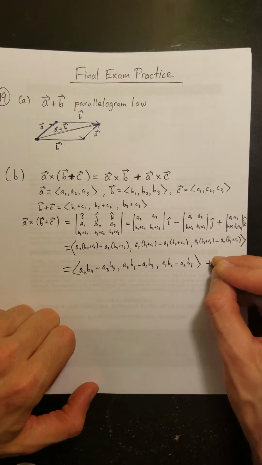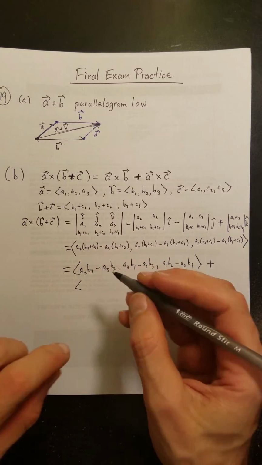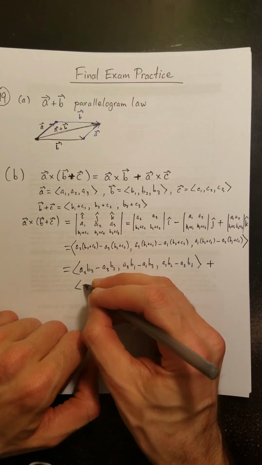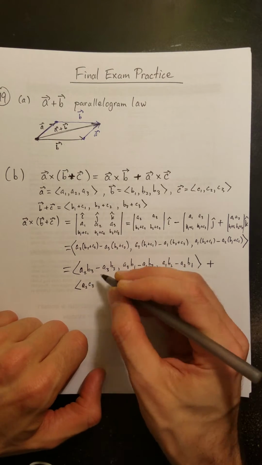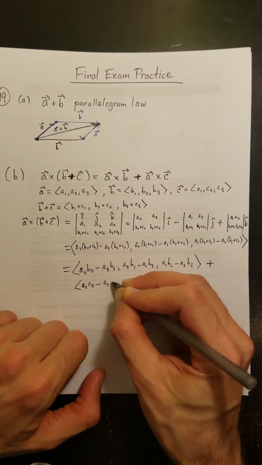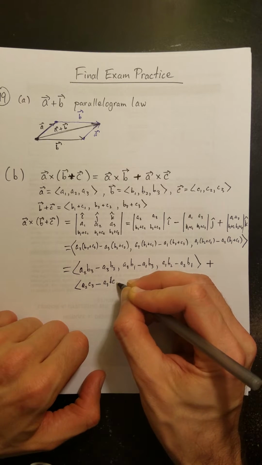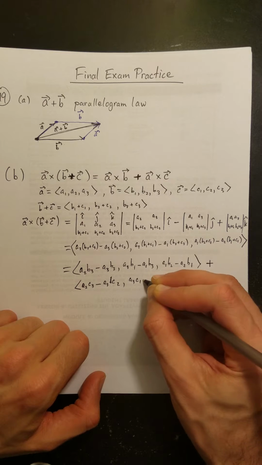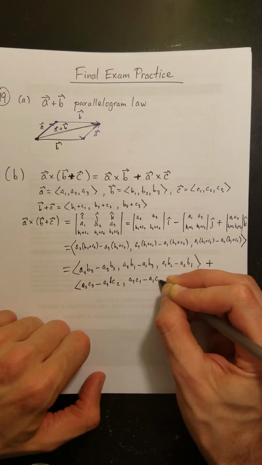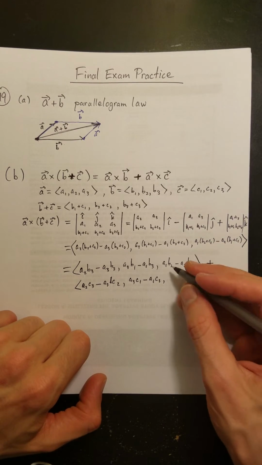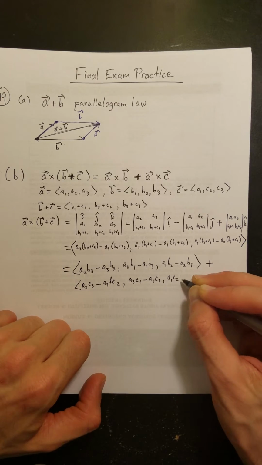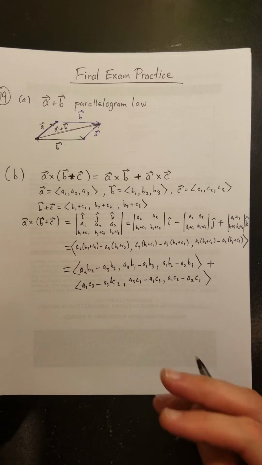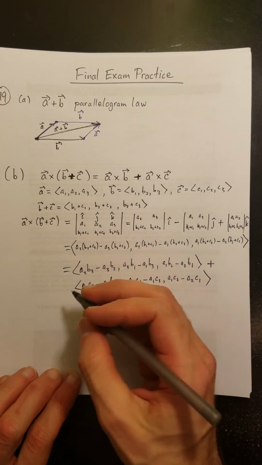And then I want to add this to the remaining things that I left out of my components. So I left out an a2 c3 from the first component minus an a3 c2. And then I left out an a3 c1 minus a1 c3. And then from the third component, I left out an a1 c2 minus a2 c1. And this is the cross product of a and c.